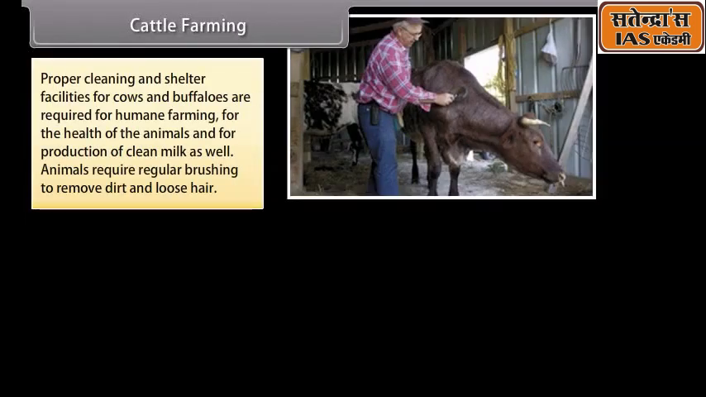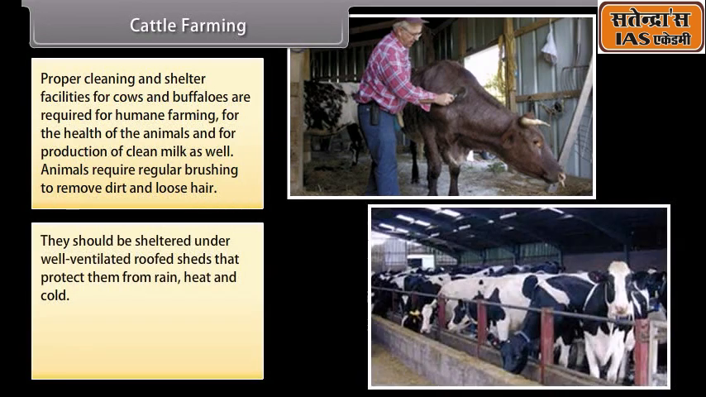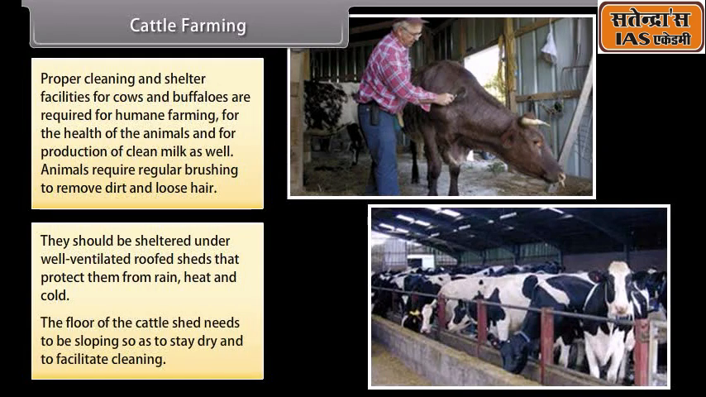Proper cleaning and shelter facilities for cows and buffaloes are required for humane farming, for the health of the animals, and for the production of clean milk as well. Animals require regular brushing to remove dirt and loose hair. They should be sheltered under well-ventilated roofed sheds that protect them from rain, heat, and cold. The floor of the cattle shed needs to be sloping so as to stay dry and to facilitate cleaning.